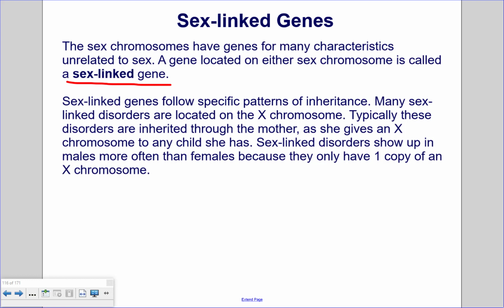Sex-linked disorders show up in males more often than females because they only have one copy of that X chromosome. So if it's X-linked recessive, then any male who's XY and carries that recessive allele will have that disorder, versus a female who is XX may receive the X-linked recessive allele from her mother, but still have a good X chromosome from their father.